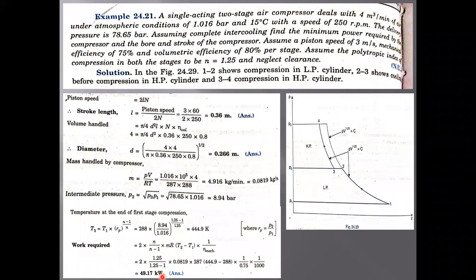How much is the mechanical efficiency? 1 by 0.75, and whatever value we get now is going to be in watts here, but we need the value in kilowatts, right? So we should divide the value we got by 1000, which gives us the value in kilowatts. So finally the work required is going to be 49.17 kilowatts here.